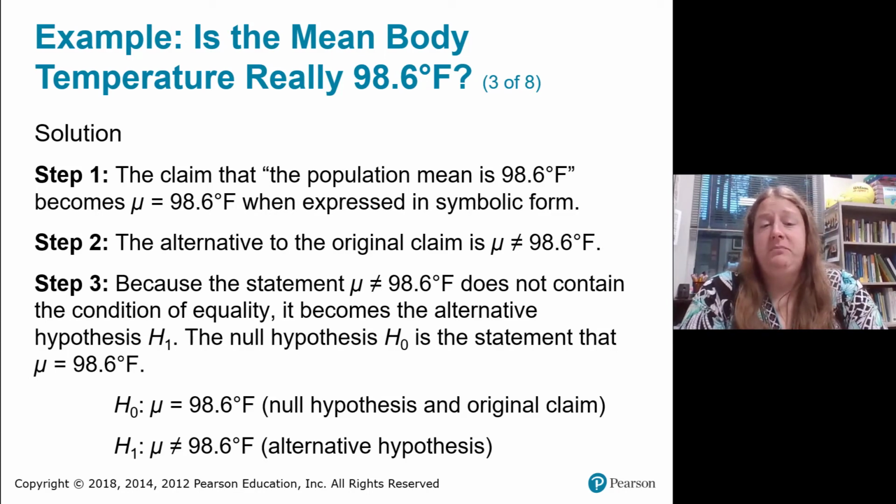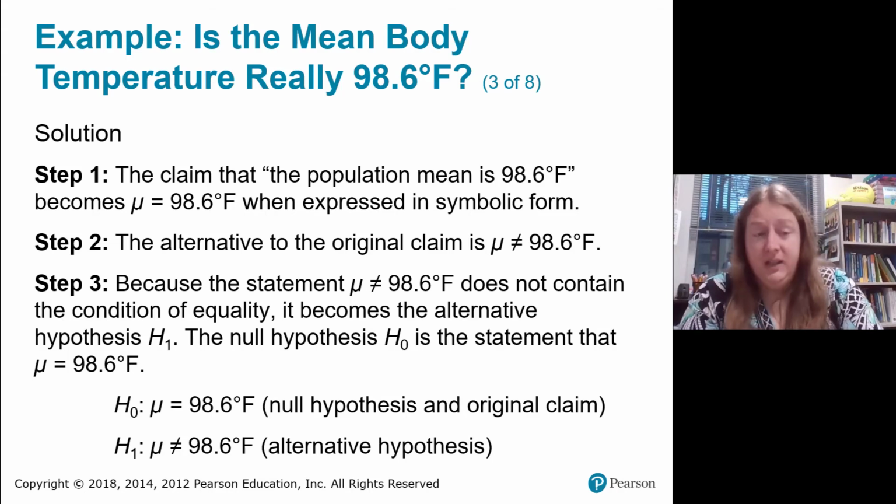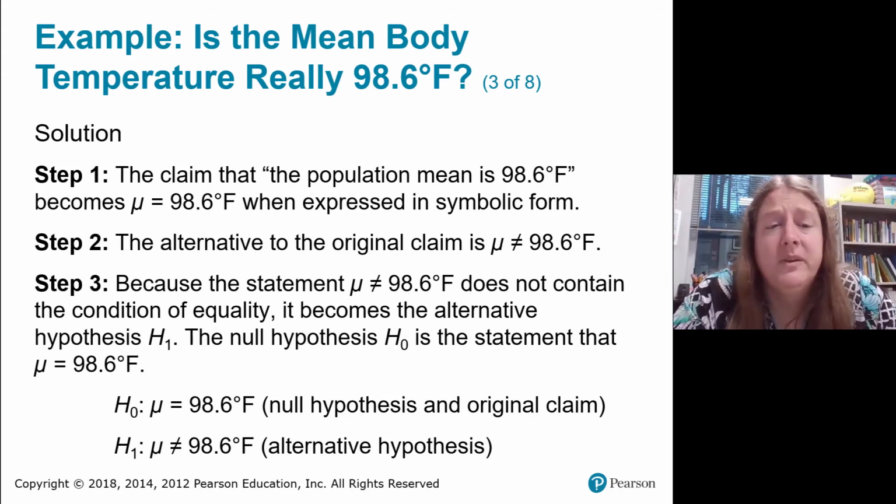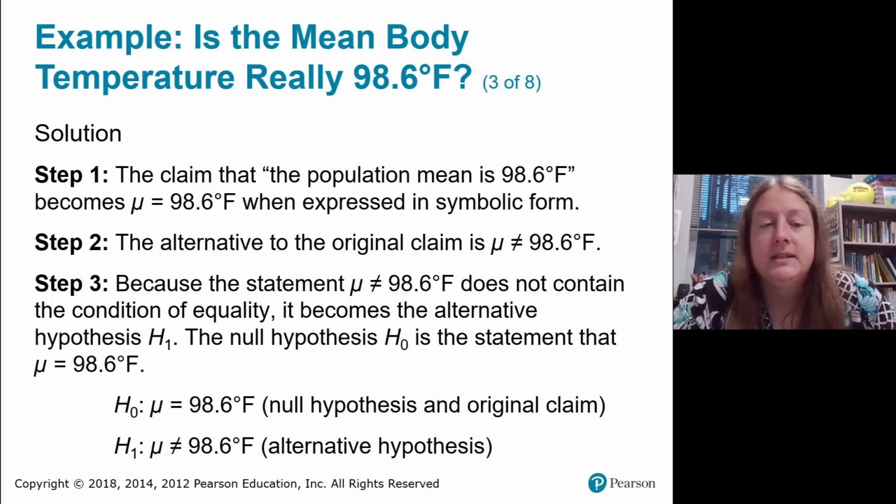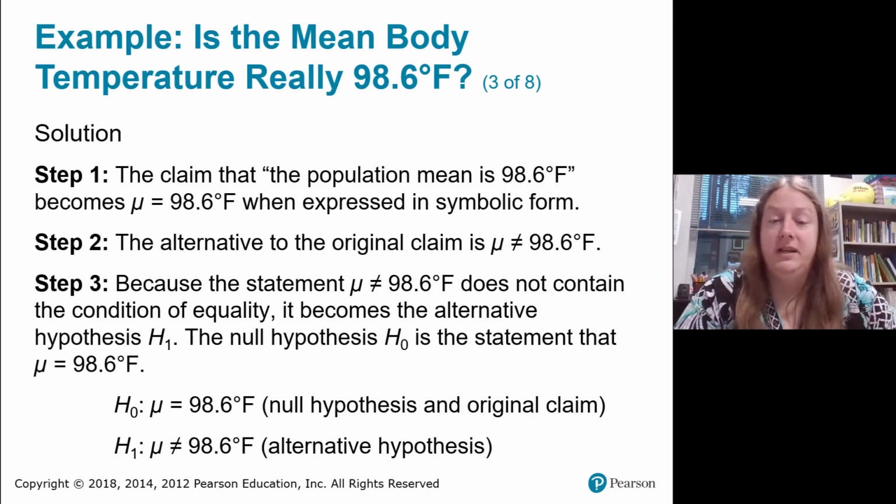All right, so step 1. The claim is that the population mean is 98.6 degrees. That's that the population mean equals 98.6 degrees. That's our symbolic form. The opposite of equals is not equal to. So what's our null hypothesis? Well, it's the one with the equal sign. So our null hypothesis is that the population mean equals 98.6, and our alternative hypothesis is the one without the equal sign, that the population mean is not equal to 98.6.